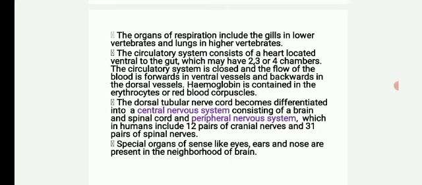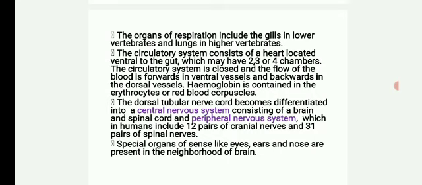Next point. The circulatory system consists of a heart located ventral to the gut or alimentary canal, which may have 2 or 3 or 4 chambers. The circulatory system is closed and the flow of the blood is forwards in the ventral blood vessels and backwards in the dorsal blood vessels. Hemoglobin is contained in the erythrocytes or red blood corpuscles.